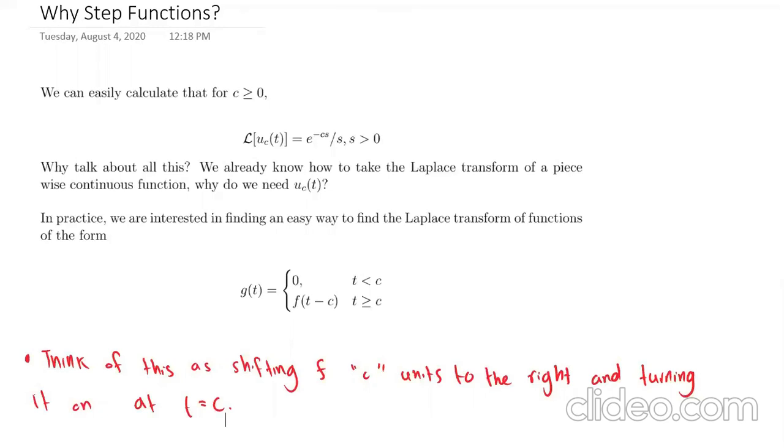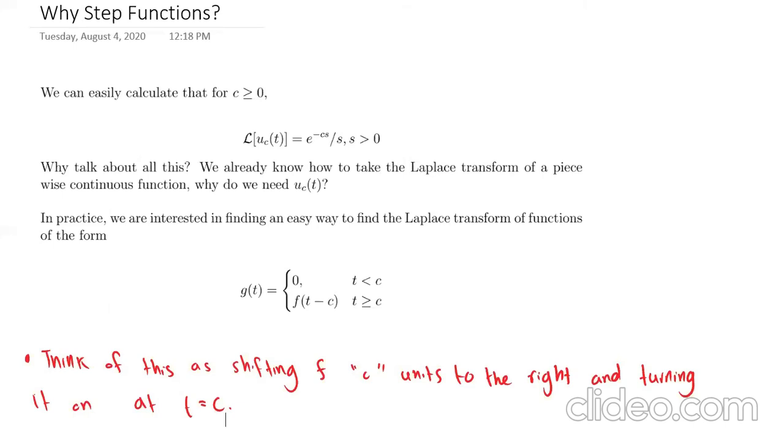So why introduce step functions? Well, as I mentioned at the start of this section, the idea of introducing step functions is to give us a more efficient and fast way to calculate the Laplace transforms of piecewise functions, without having to use the formal definition. We do it to make our life easier.